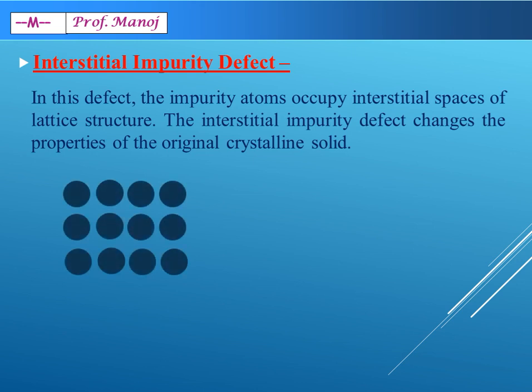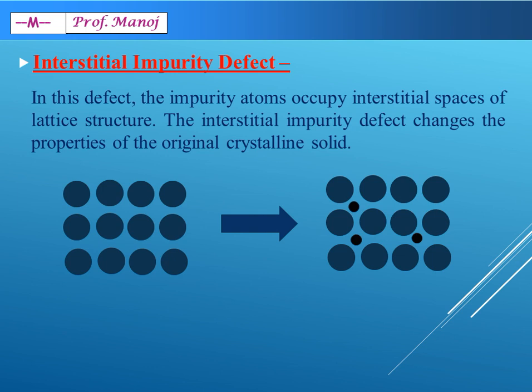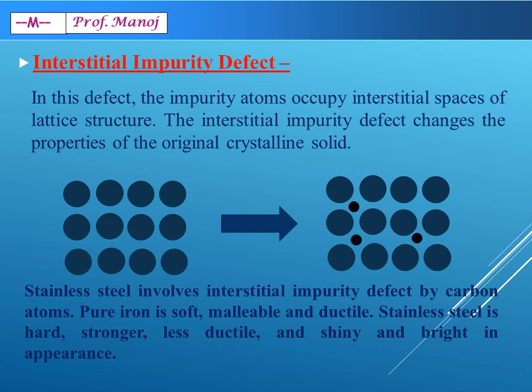Here we are imagining the structure of iron. These are the regular array of iron atoms. In this array, if I introduce carbon atoms in the interstitial sites, we produce what is known as stainless steel. This involves the interstitial impurity defect. If you know, pure iron is quite soft, malleable and ductile, while stainless steel is hard, strong, less ductile but shiny in appearance. This completes our unit of defects or imperfections in solid crystals.